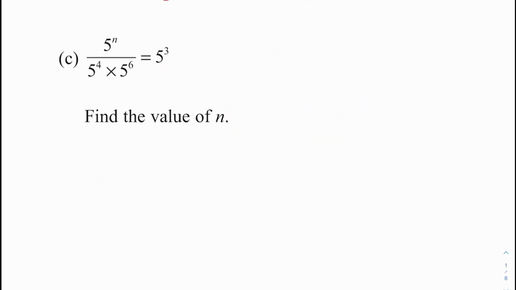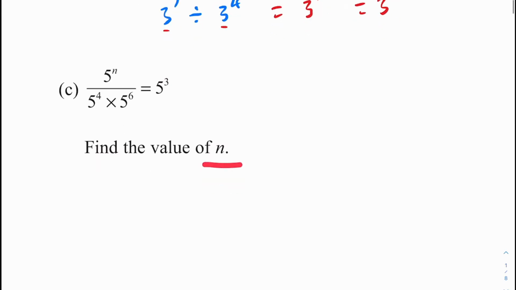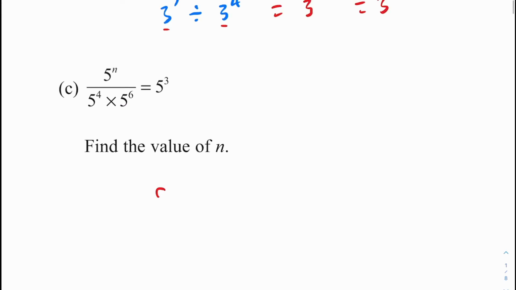Next question, it's a bit different. We need to work out the value of n. So what we need to do first of all is solve the bottom of the fraction. So this is equal to 5 to the power of n divided by, again, we're going to use the addition rule, so we add our two powers. So we have 5 to the power of 10, and this is equal to 5 to the power of 3.